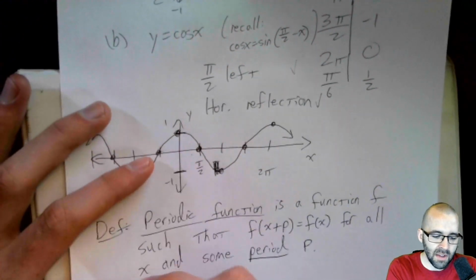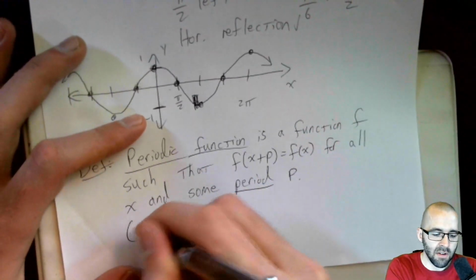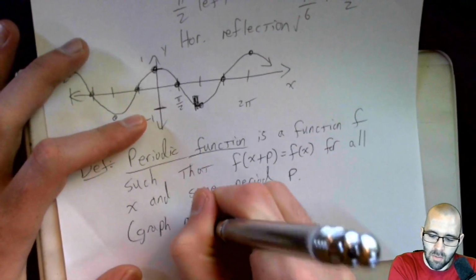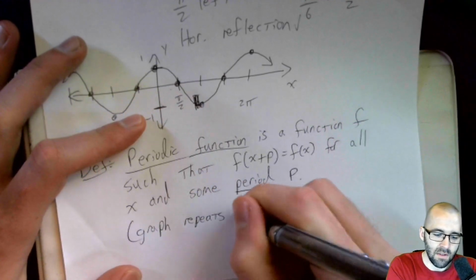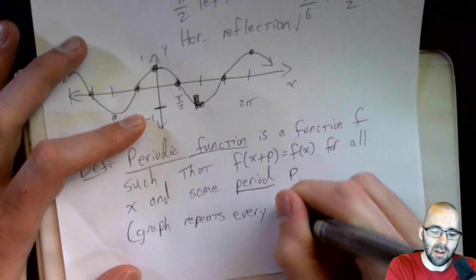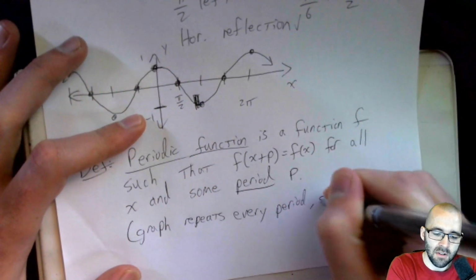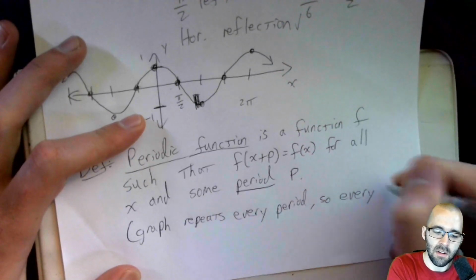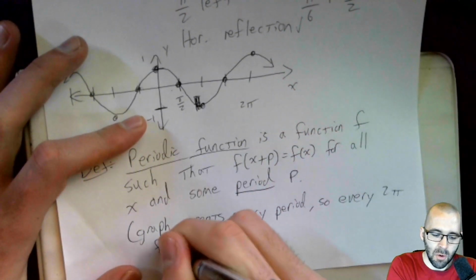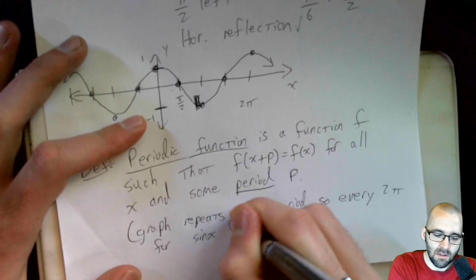Okay? So essentially, what this definition means is that the graph repeats every period. So every 2 pi for sine x and cosine x.